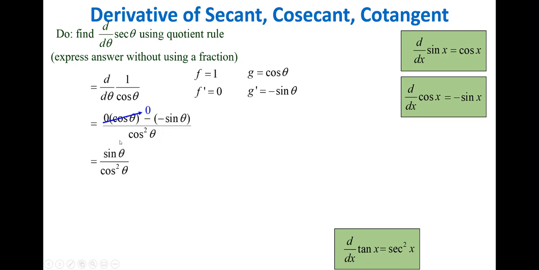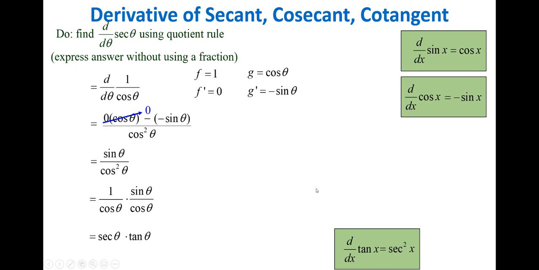Negative times a negative would make the numerator positive sine of theta, and then over cosine squared of theta. And then to get rid of the fraction, what I'm going to do here is write this out as two separate fractions. I'll write 1 over cosine of theta, and then what do I have left over? Sine of theta and cosine of theta. So this is 1 over cosine of theta times sine of theta over cosine of theta. And again, using trig identities, 1 over cosine theta will become secant theta. Sine of theta over cosine of theta will become tangent of theta.